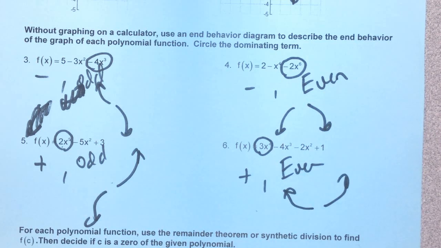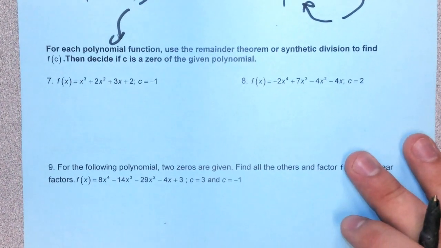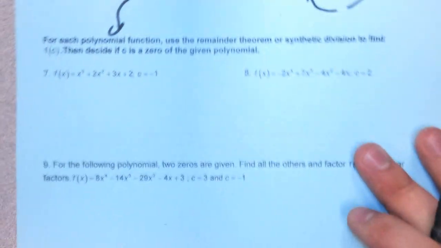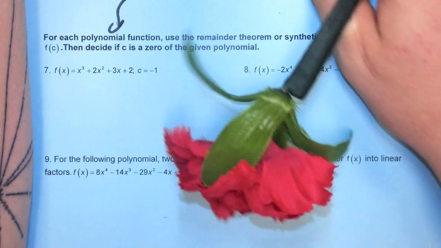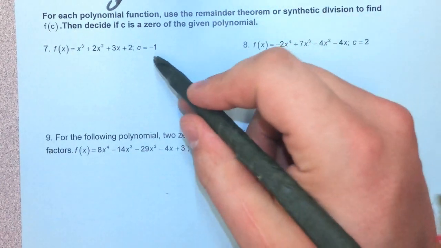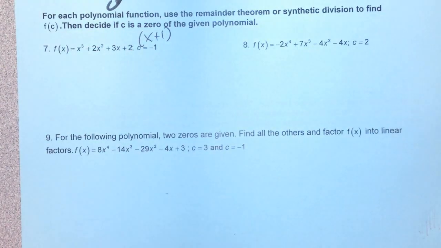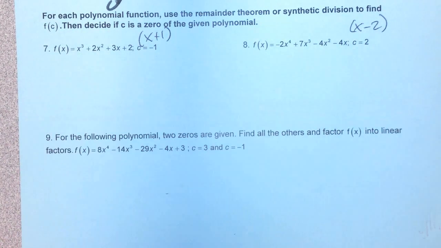All right, next chunk. I am going to need a pen this time. Next chunk. 7 and 8 are talking about using the remainder theorem or synthetic division to find f of c and then decide if c is a 0. So the whole point is we want to figure out, is c going to be a 0? Meaning if this x plus 1 is a factor of this polynomial. Or over here, this would be the factor x minus 2. Is that a factor of my polynomial? We're going to use synthetic division because that's the easiest way to do it.